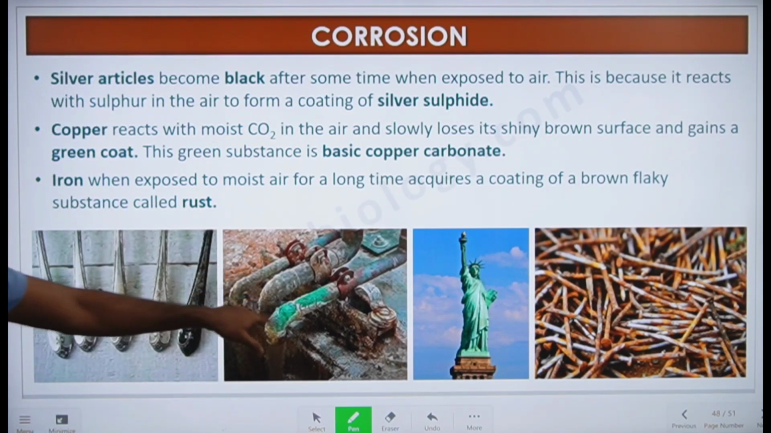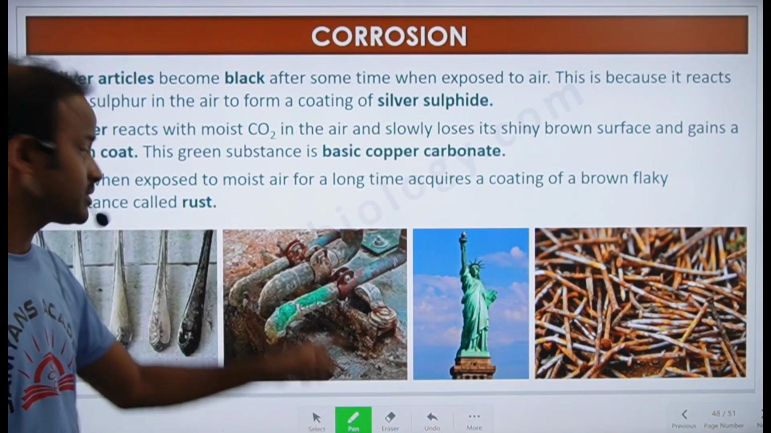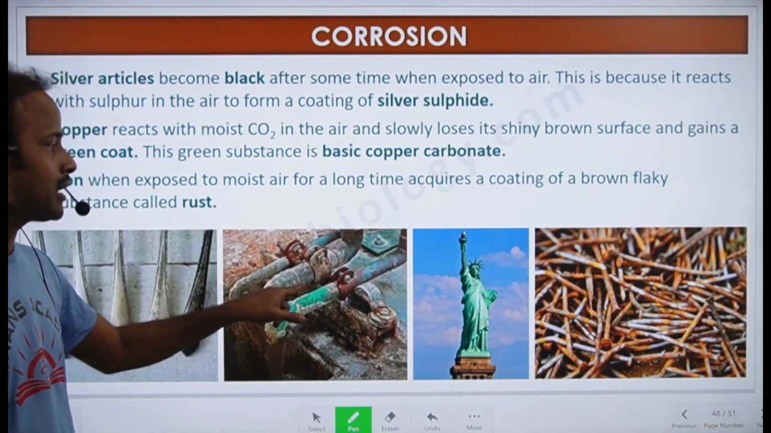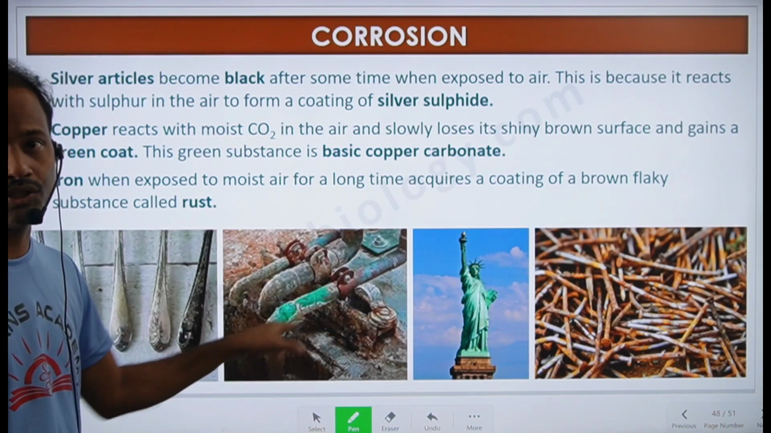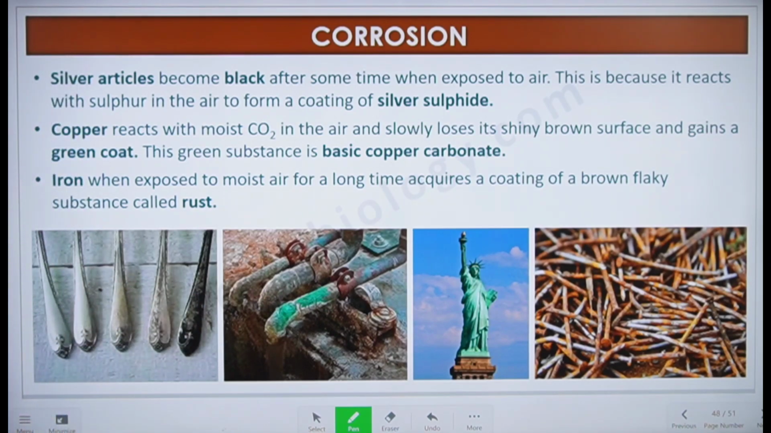Next you see the copper here. When copper reacts with atmospheric carbon dioxide, it forms copper carbonate, which is green in color. CuCO3 will form, right?